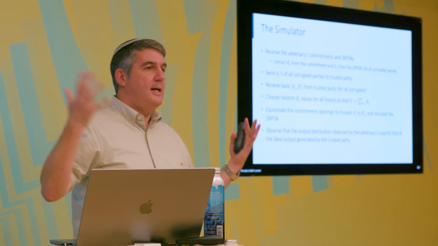So I'm able to bias the output to be whatever I want as a simulator, not as the adversary, and that whatever I want is what I got from the trusted party, and that guarantees that it's uniformly distributed and has the correct distribution.